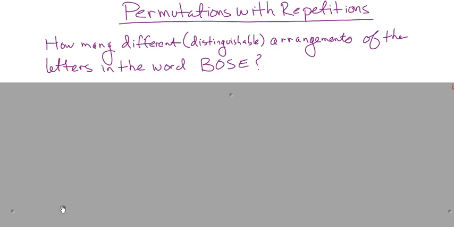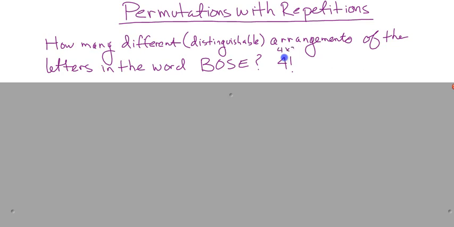How many different, or distinguishable, arrangements are there of the letters in the word BOSE? You can give me the factorial or a permutation. Yes, you're on the track. I'll say it again: 4 times 3 times 2 times 1. Or you can give me the fundamental counting principle, right? So it's 4 times 3 times 2 times 1, or 4 factorial.